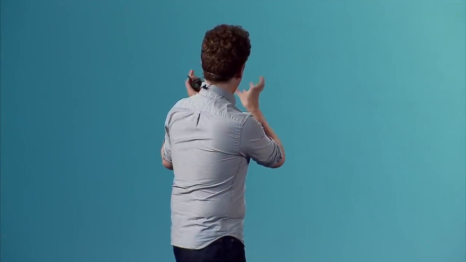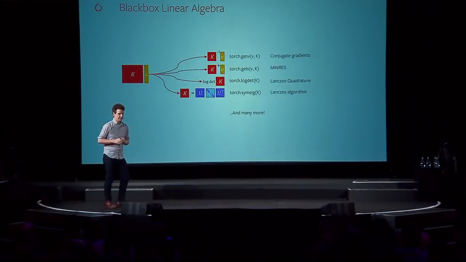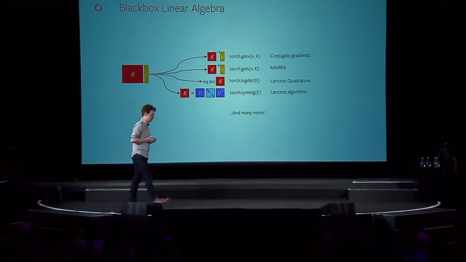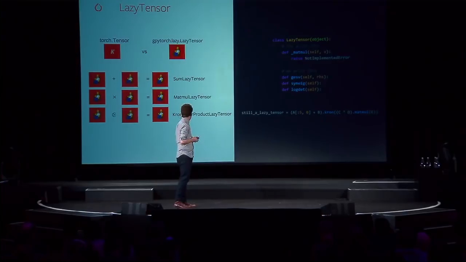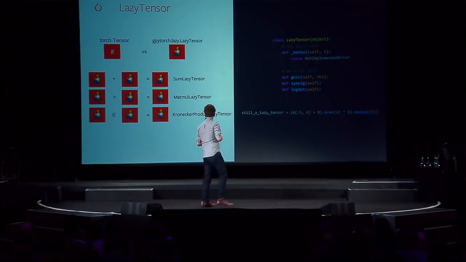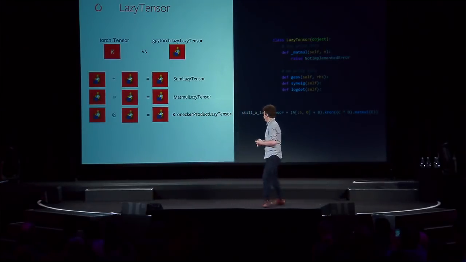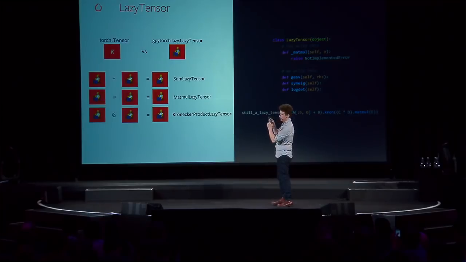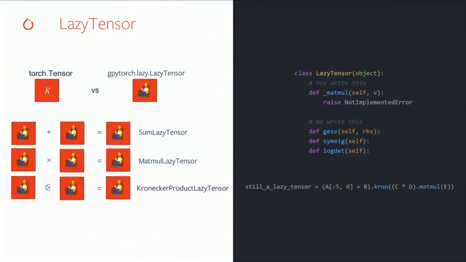In order to build a framework around this MVM approach, we introduced a concept that builds on the torch tensor, which we call the lazy tensor. A tensor in Torch is just a matrix, and a lazy tensor is like a tensor, it's just a little lazier. The way you implement a lazy tensor is you extend LazyTensor and you define a matmul, and that's all you define. And then we define all these other interesting functions you might want to use with a lazy tensor.